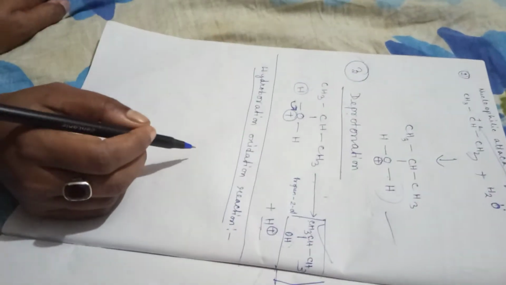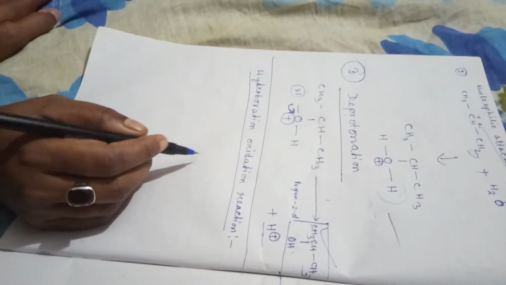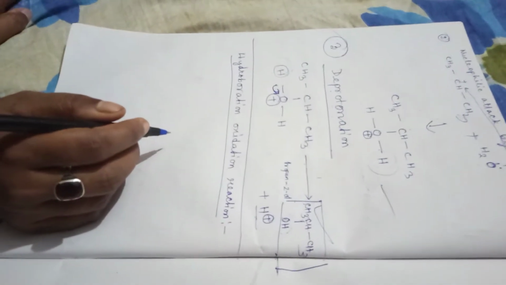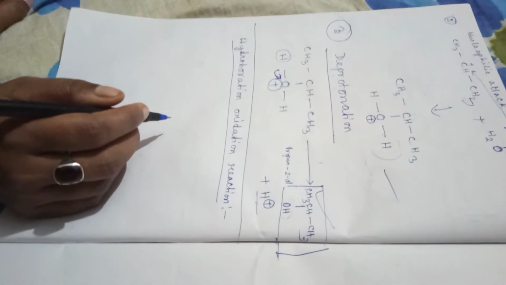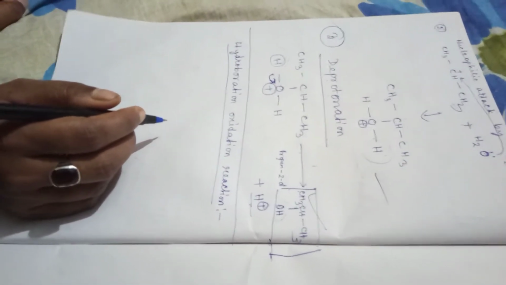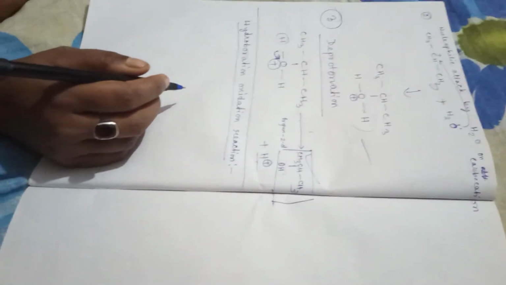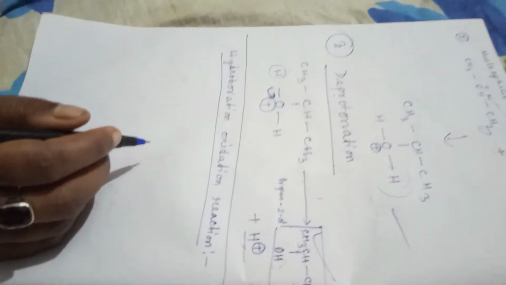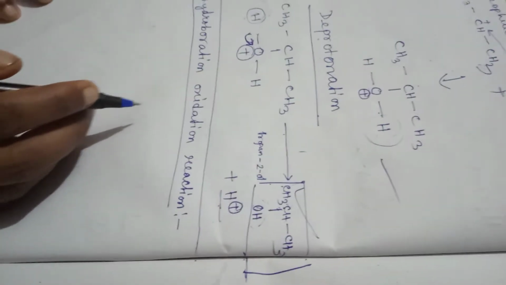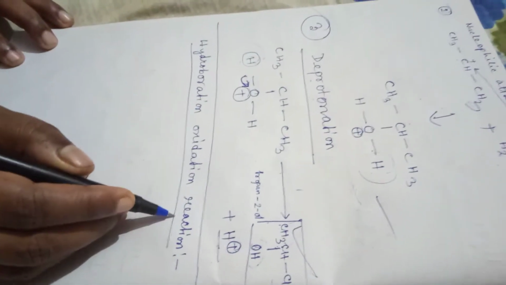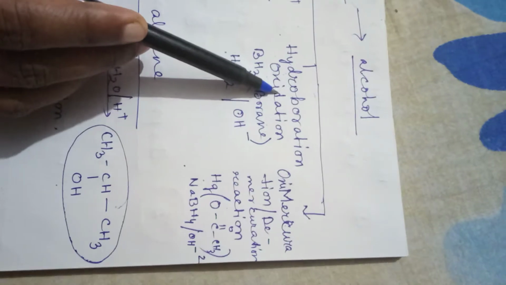In the previous class we already started the methods of preparation of alcohols, in which we studied that from alkyl halide we get the alcohol, and from the alkene we get the alcohol by the hydration method. I explained the mechanism. Now, in this class, there are three methods: hydration, hydroboration oxidation, and oxymercuration demercuration reaction. Today we will discuss these two reactions: hydroboration oxidation and oxymercuration demercuration.